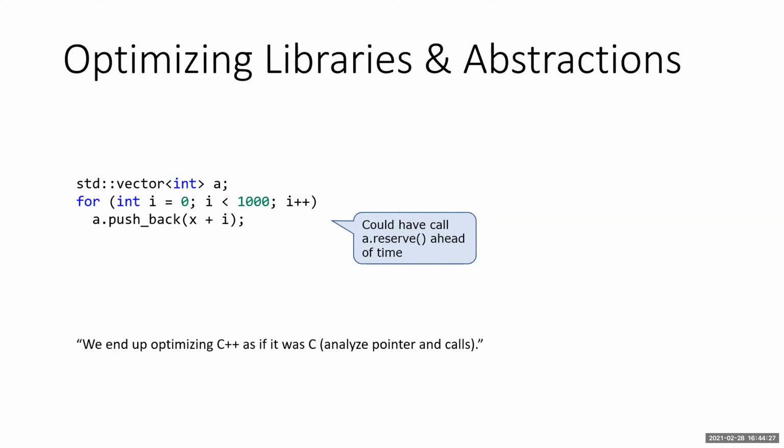So the generalized statement of the problem is we end up optimizing C++ as if it is C. So we analyze pointers and calls, and unfortunately we tend to lose high-level semantics of the code and abstractions, and other languages seem to do better here, for example, like Swift and Rust. I believe there is no easy solution in C++ to this problem.